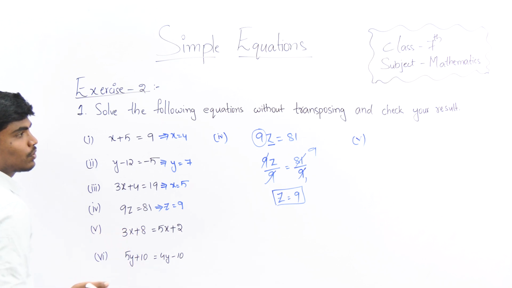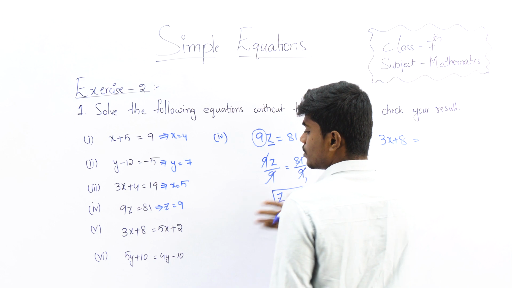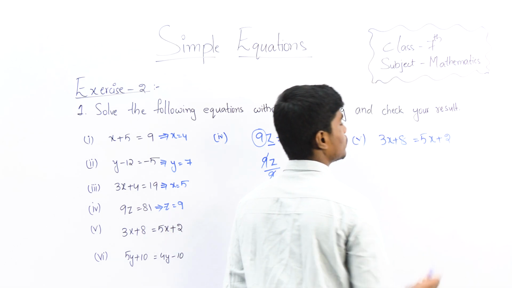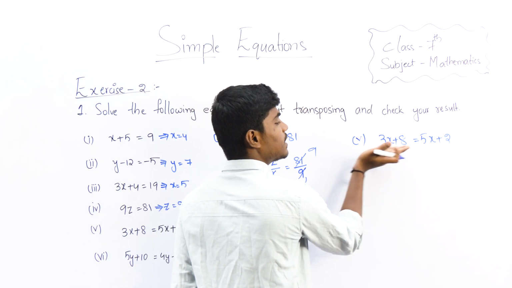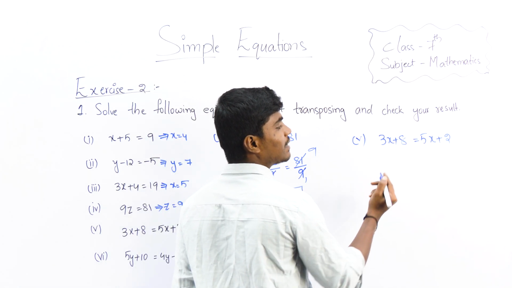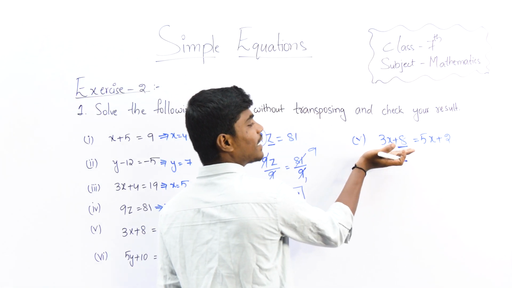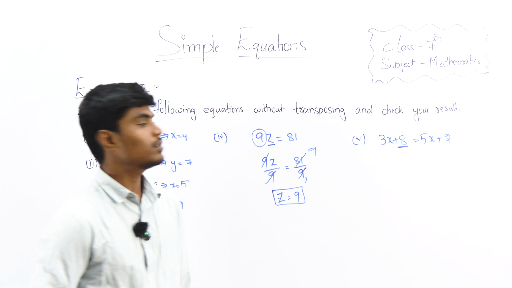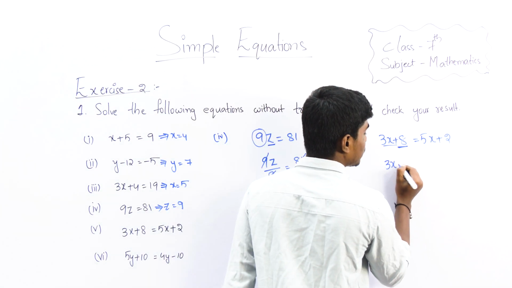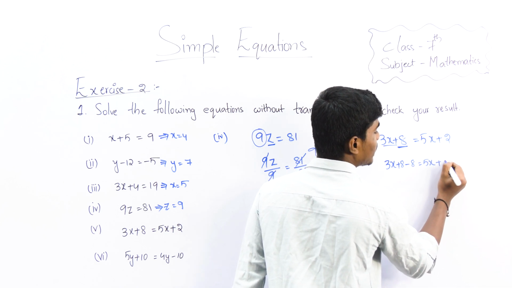3x plus 8 is equal to 5x plus 2. Okay, here on both sides we have x. If we take the left hand side, what do we have extra? We have 8. So we have to subtract 8 on the left hand side, so the remaining will be 3x. So here, 3x plus 8 minus 8 is equal to 5x plus 2.